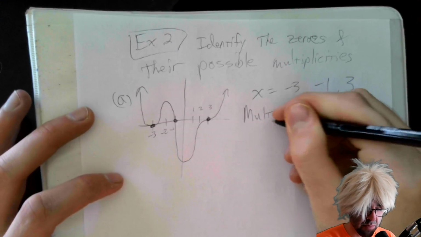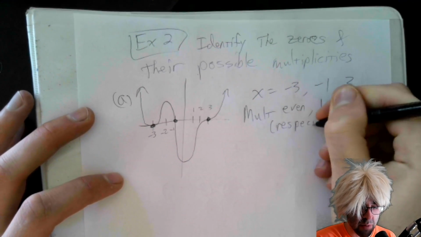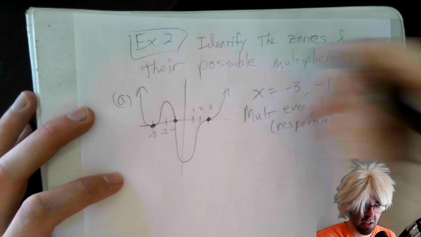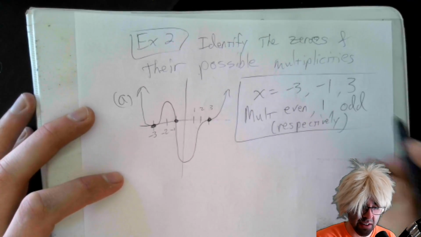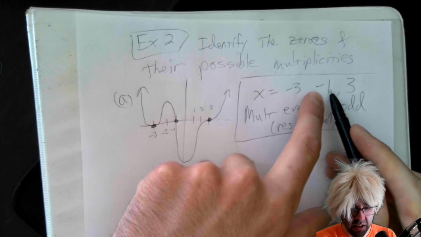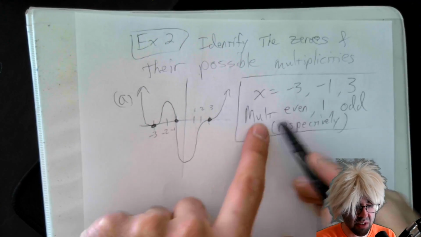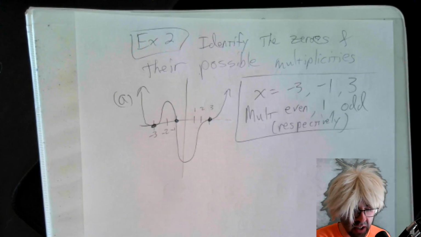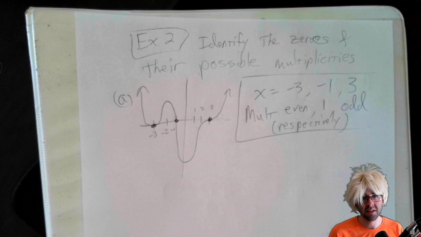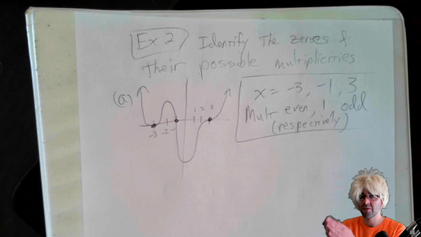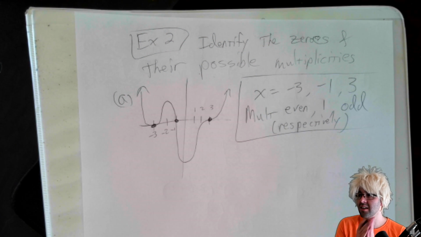That's how we do these. You don't have to write respectively, but it's kind of a good habit. So -3, -1, 3 have multiplicity even, 1, and odd respectively. Respectively, when you have two lists, means that the first thing goes with the first thing, the second thing goes with the second thing, etc.